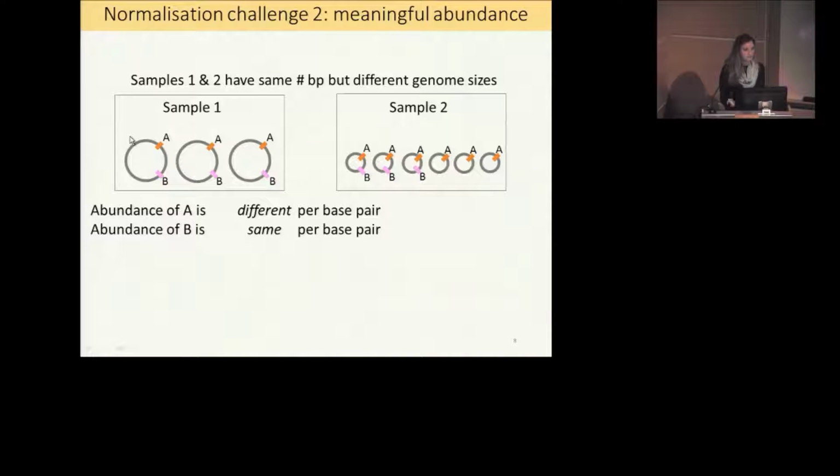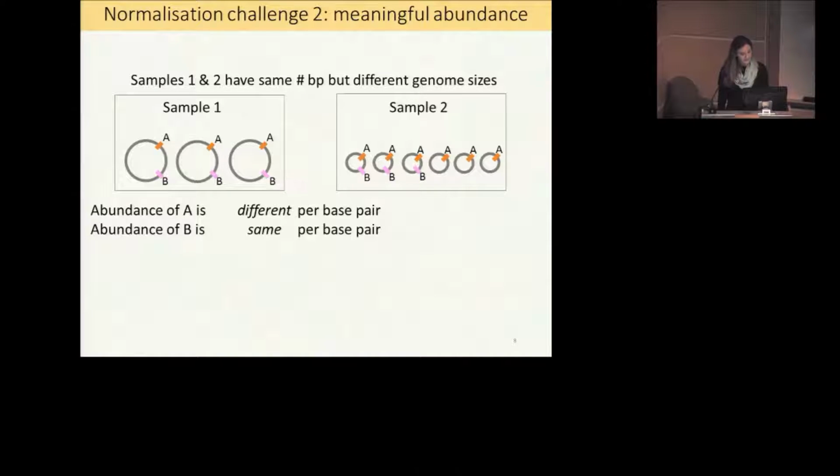If we look at a universal single copy gene, like gene A, you'll see that it has the same abundance per genome, which is represented by these circles, as a universal single copy gene would. However, if we just looked at the abundance of A per base pair in sample 1 versus sample 2, it would look like a really good marker between sample 1 and sample 2, even though it is biologically completely uninteresting because it's a universal single copy gene.